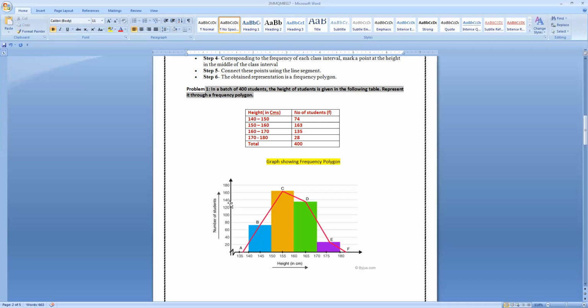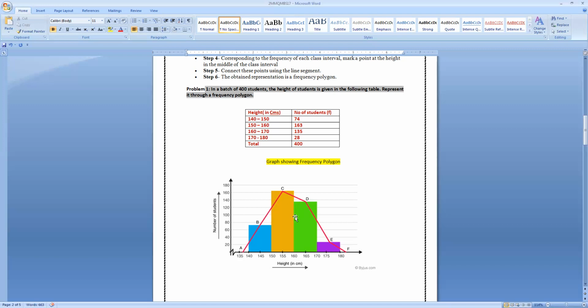So if you are going to show it on the graph paper, we'll get the exact markings, which can be shown very easily on the graph. Then in the same manner we have to draw one more rectangle, that is 170 to 180, the height will be till 28.